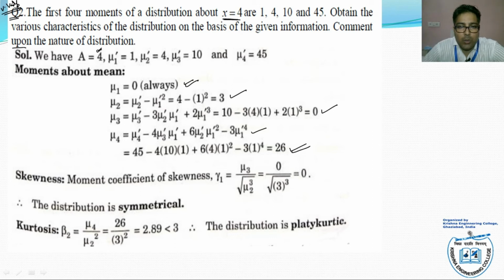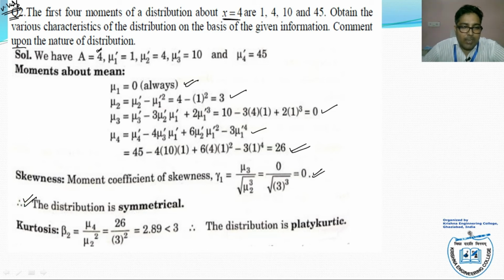The mu3 is equal to 0. So the skewness gamma 1 is equal to 0. That means the curve has no skewness. That means the curve is symmetrical. Clear? The distribution is symmetrical.